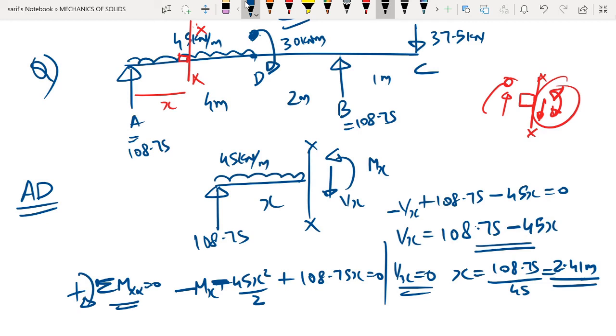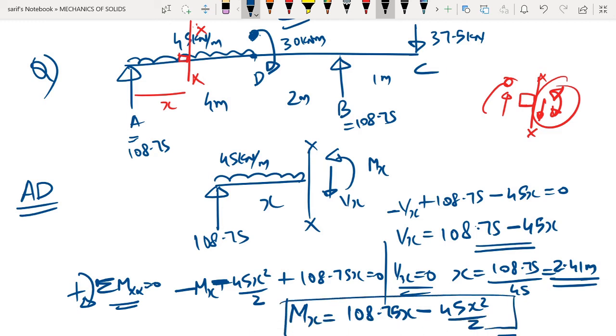So if we try to simplify this expression, we would be getting the expression for Mx as Mx is equal to 108.75x minus 45 into x square divided by 2. So this would be the expression for the bending moment.